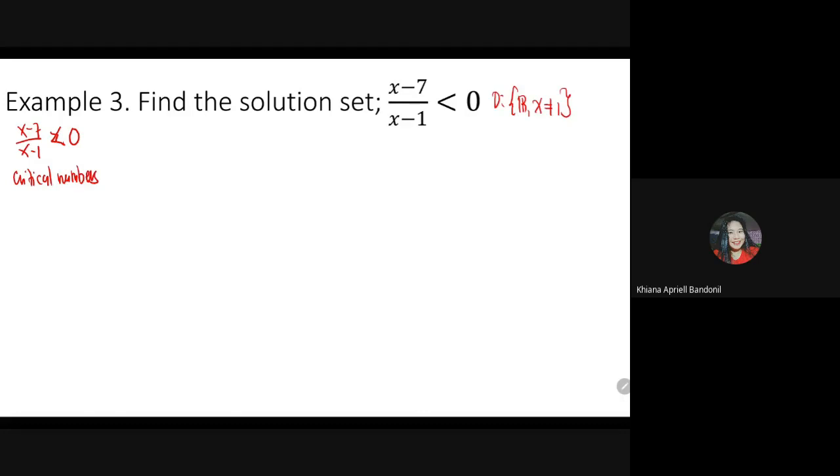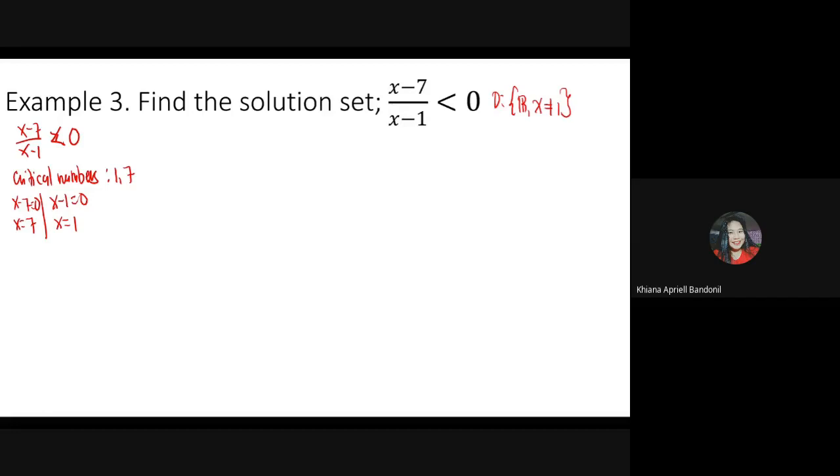Kasi ang ating right side ay 0 na. So let's proceed to step number 2. Naka-factor na ang numerator at saka yung denominator. So that's equal to 0. Ito equal to 0. So one of the critical numbers is 7 and the other critical number is 1. So it's 1 and 7. 0 siya kay 1, 0 din siya kay 7.